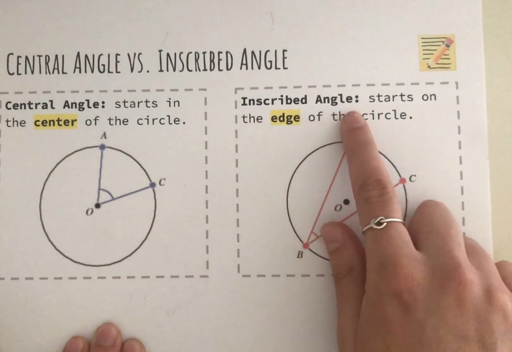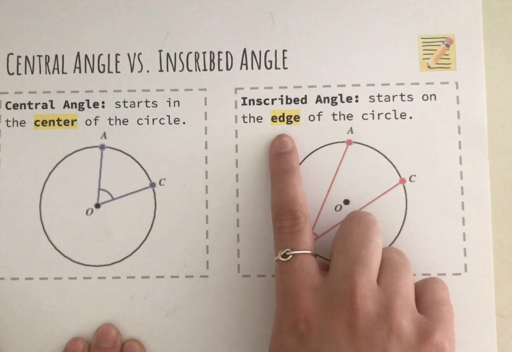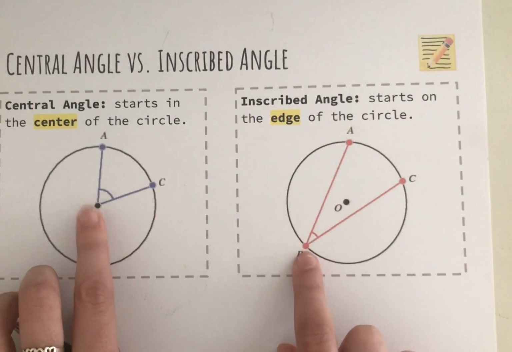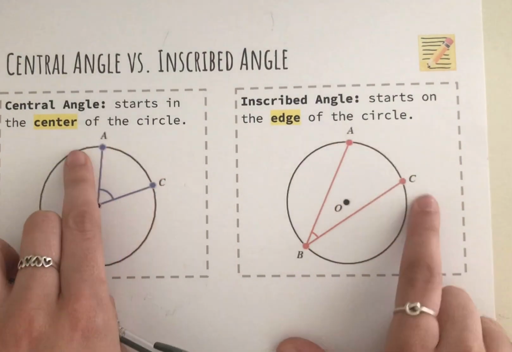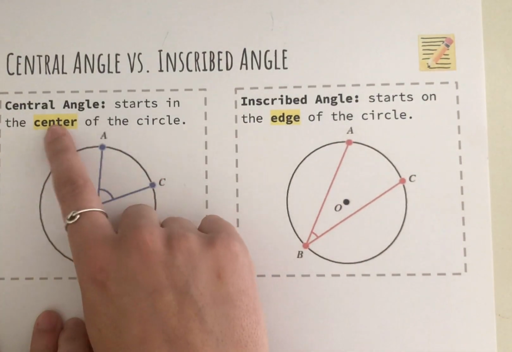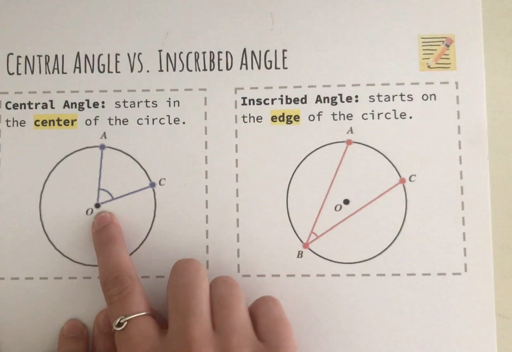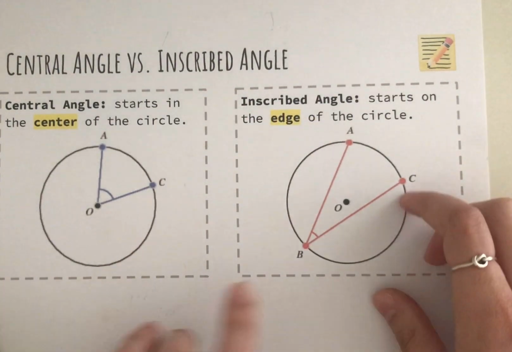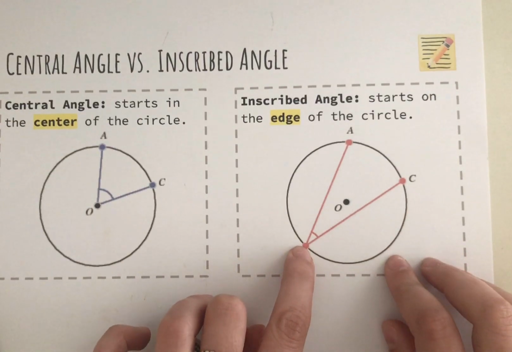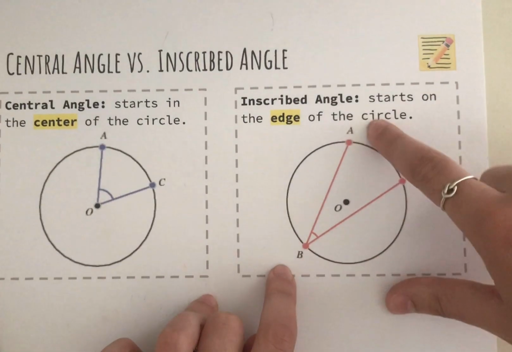And an inscribed angle starts on the edge of the circle. So see the difference between the two? They both end at the edge of the circle. For a central angle, it starts at the center, and for inscribed, think about the word inside, it is on the edge of the circle. So it starts on the edge, ends on the edge.